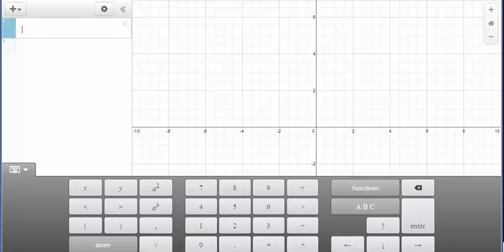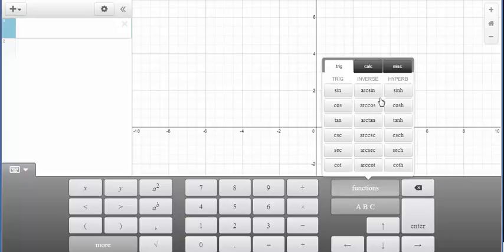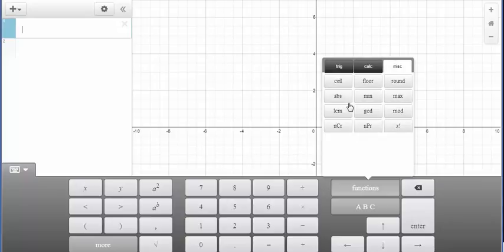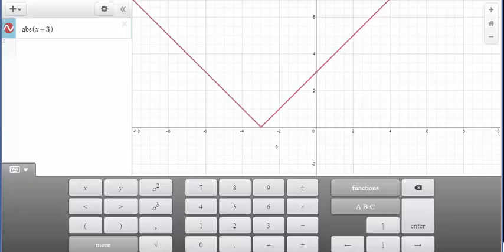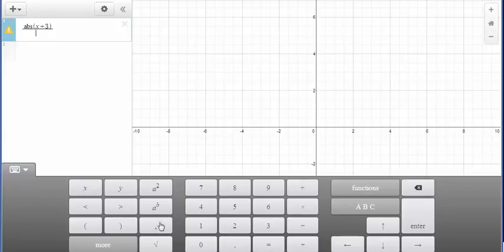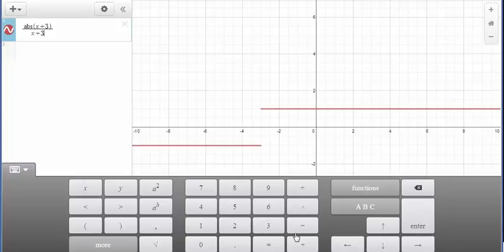Now, I'm going to graph that function that we were just looking at before. So that's going to be the absolute value. Here's the absolute value. Okay, and we had x plus 3. What's neat is every time you punch something in, this graph goes ahead and changes. So that's what our graph of the absolute value of x plus 3 looks like, but now we need to divide that by the quantity x plus 3. Okay, so this is what our function looks like here.